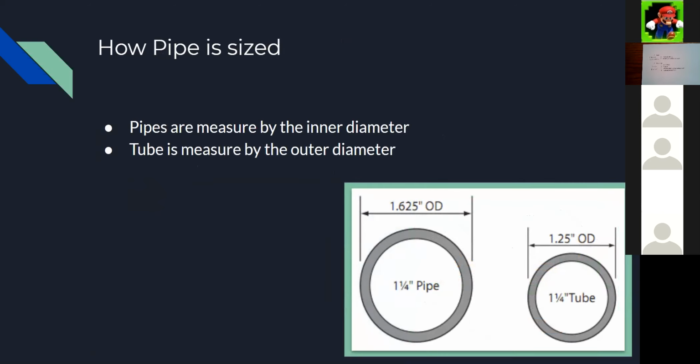How the pipe is sized. Pipes are measured and sized by the inner diameter, because a lot of times pipes are used for transporting liquids, as opposed to tube, which would be measured by the outer diameter. And tube is mainly used for structures.